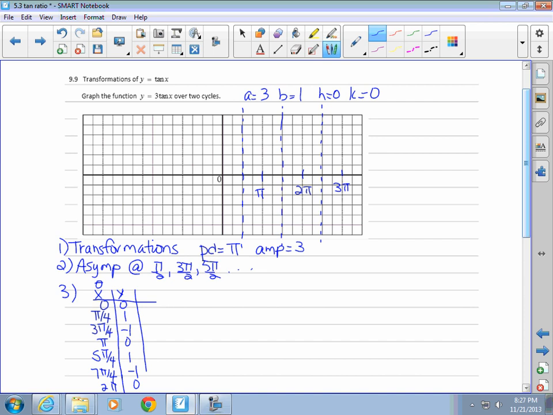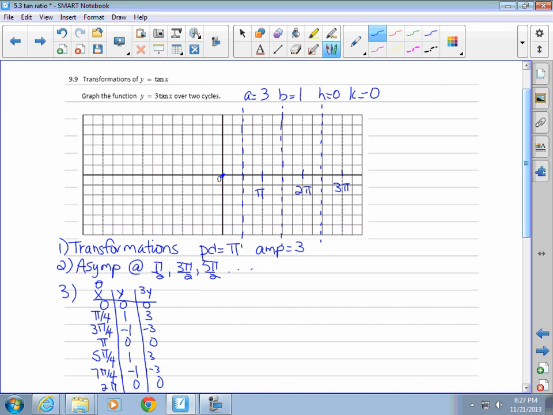So if I did my transformation where my a, so my y value, so now this is going to be 3 times y. So this one will stay at 0, this one will go to 3, this goes to negative 3, that stays 0, 3, negative 3, and 0. So all I did was multiply my y values by 3. So I can plot those. So at 0, it's still 0.